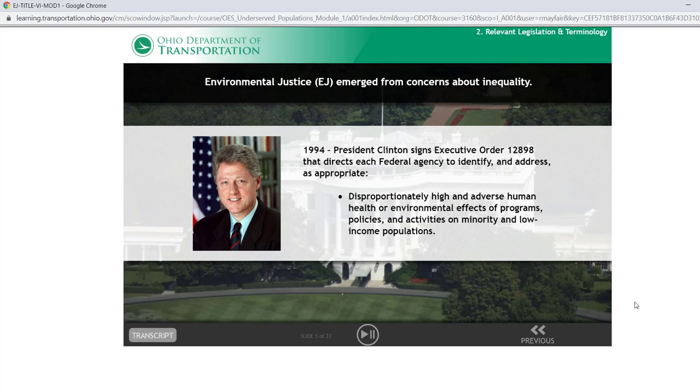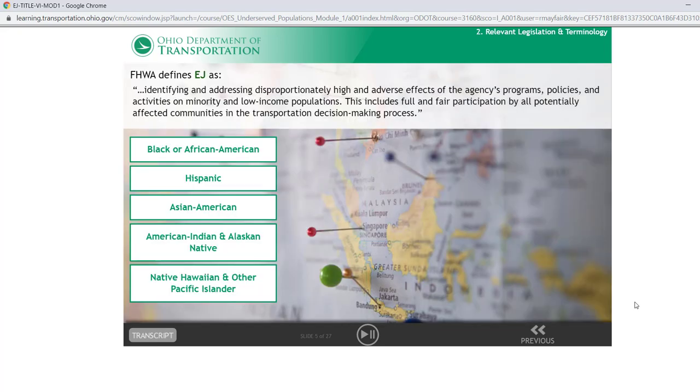In 1994, President Clinton signed Executive Order 12898, effectively requiring all federal agencies to identify and address the effects of their actions on minority and low-income populations. The FHWA defines EJ as identifying and addressing disproportionately high and adverse effects of programs, policies, and activities on minority and low-income populations. This includes ensuring full and fair participation in the transportation decision-making process for these populations. We will define disproportionately high and adverse effects and full and fair participation later in this lesson.